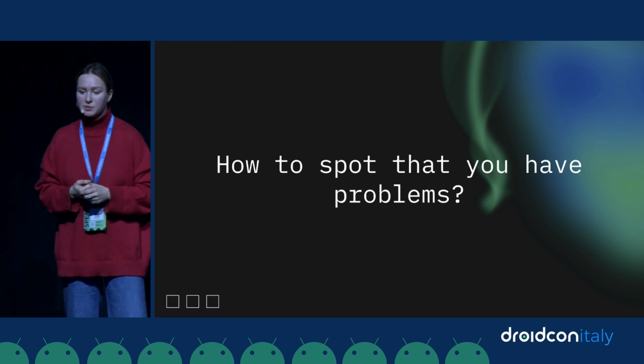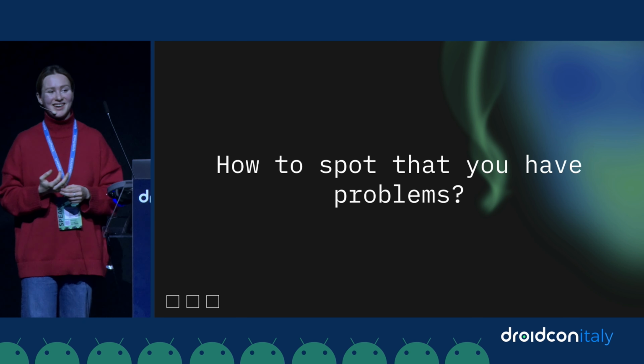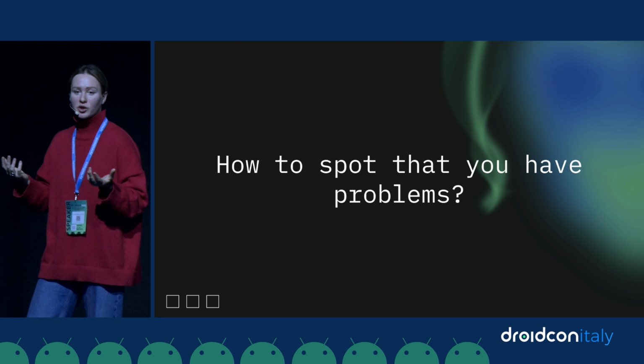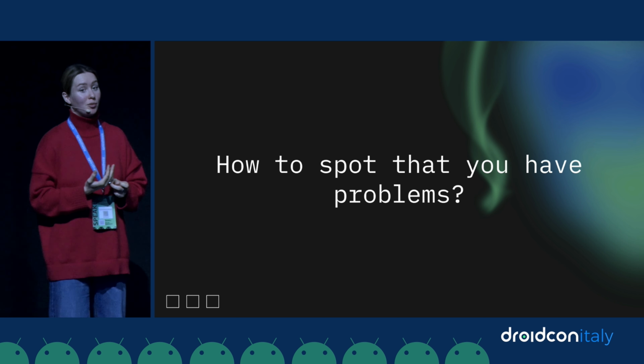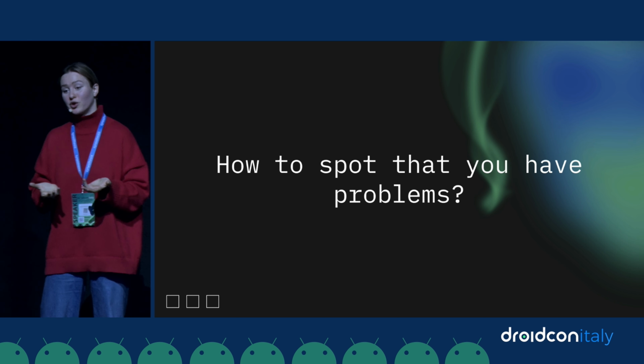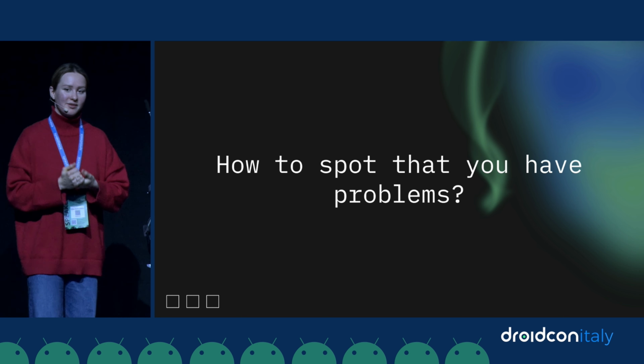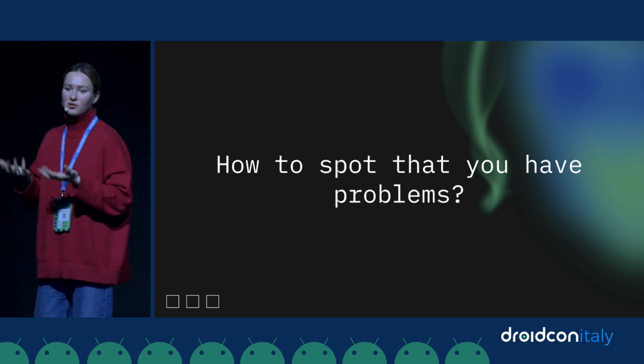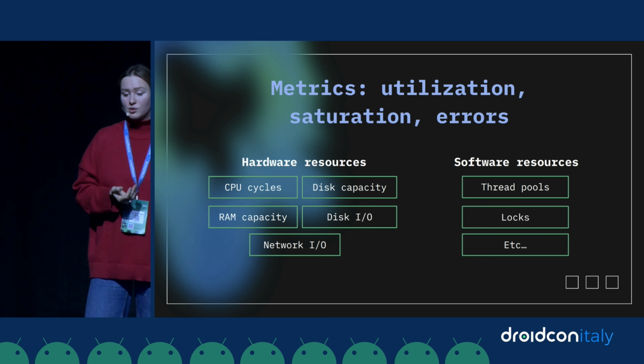So the first thing is how we spot that we have problems. Of course, the first and most obvious answer is by customer support. Most likely you will notice that you have problems by thousands of people coming to your support and complaining. But most likely at this point, that's already late. So we want to avoid this situation, and of course for this we start with the metrics.